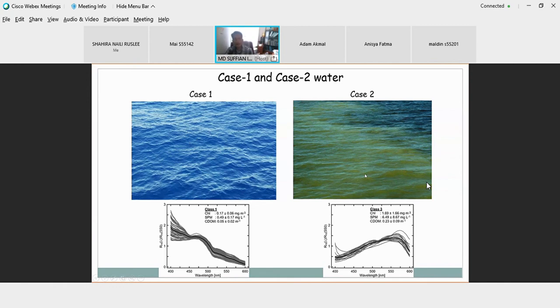So when we compare the optical properties of reflectance, we can see a big difference between case one and case two water. Kalau nampak case one water, the blue is very high, reflecting the blue, but it's very low in the case two water.